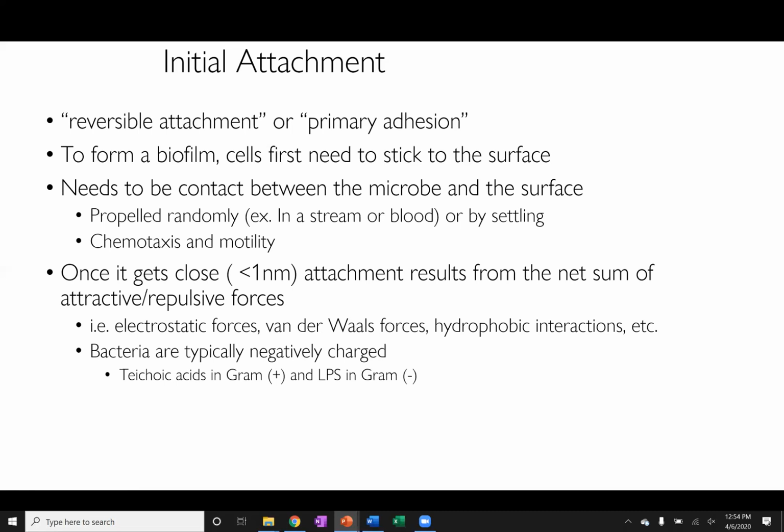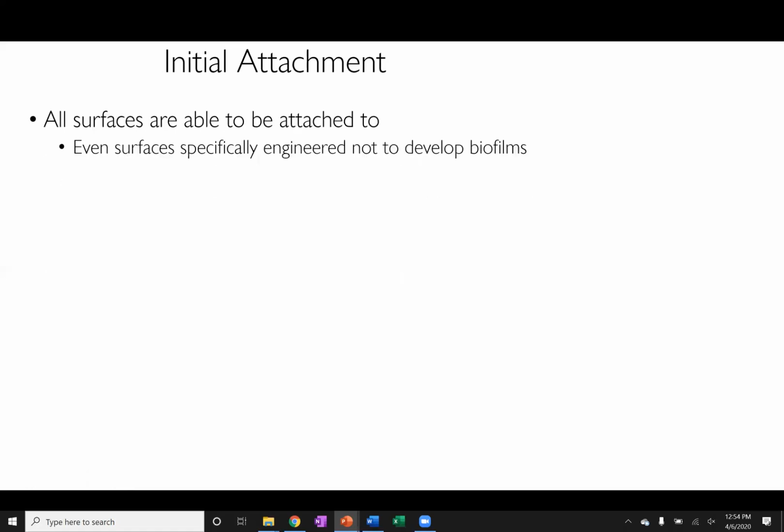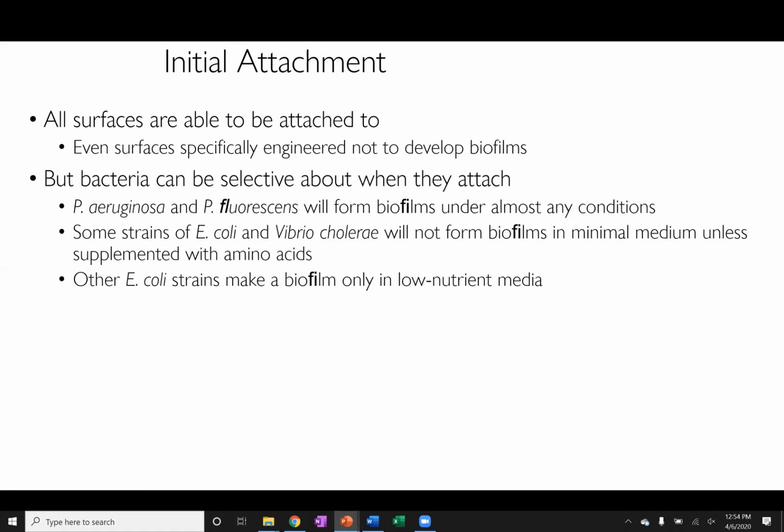That being said, our bacteria are typically negatively charged: teichoic acids make gram-positive bacteria negatively charged, and lipopolysaccharide makes gram-negative bacteria negatively charged. But for the initial attachment, just as a note, all surfaces are able to be attached to. Even those surfaces that are specifically engineered to not develop biofilms can actually have biofilms form on them. So pretty much anything a bacteria wants to attach to, it will. But bacteria are typically selective about where they want to attach.